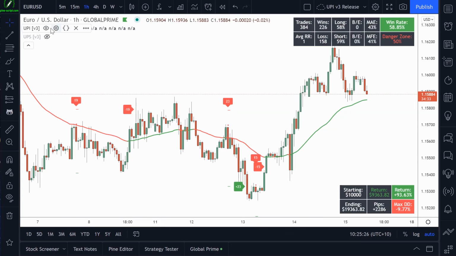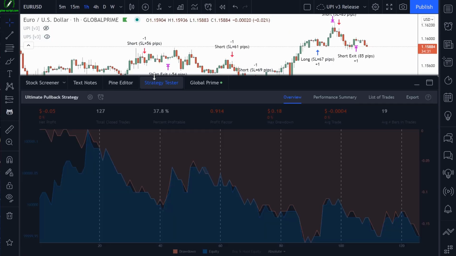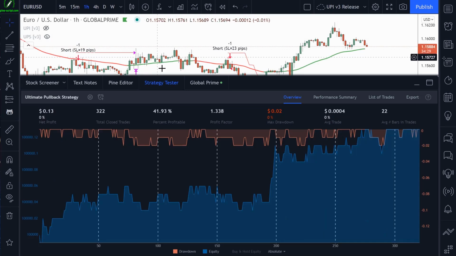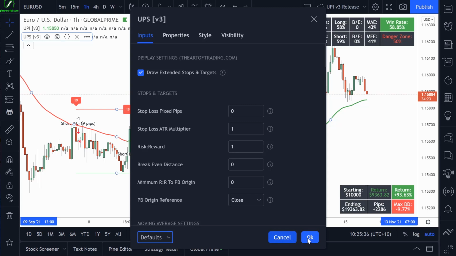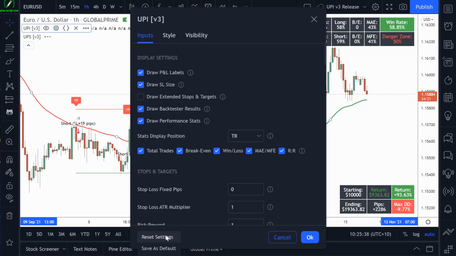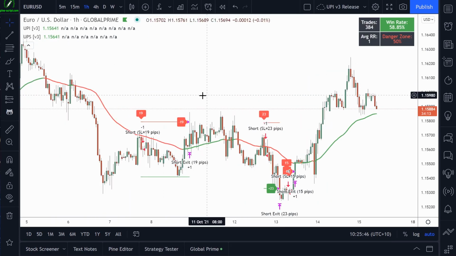Finally, before we wrap this up, I'll just cover the Ultimate Pullback Strategy, which is a companion script to the UPI, the Ultimate Pullback Indicator. Let me reset the settings on both indicators. There we go. They should be pretty much identical now.